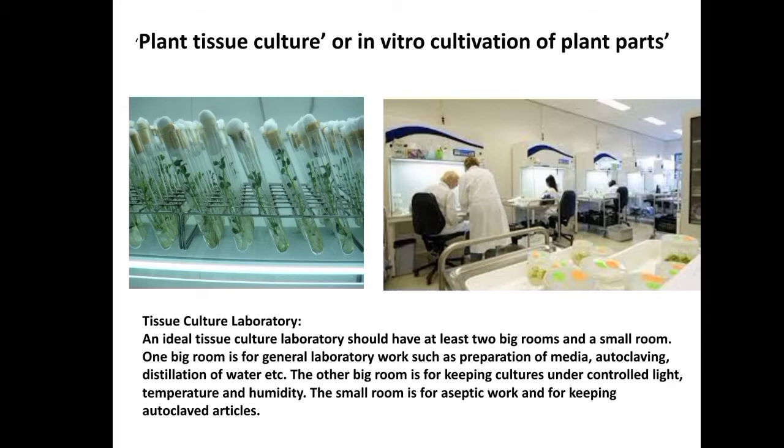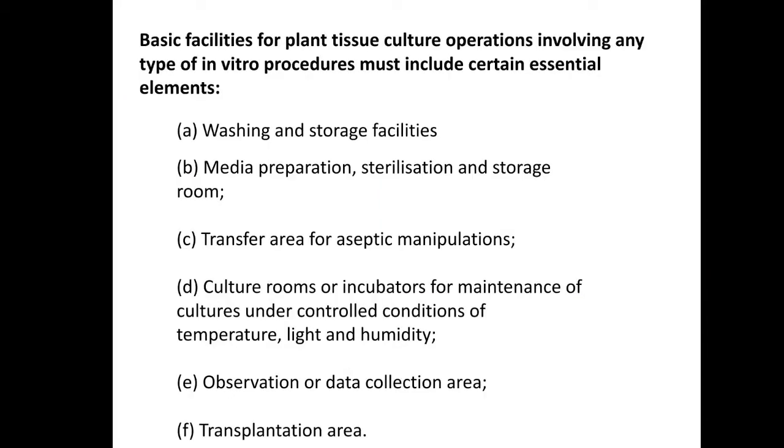Next, moving to the next slide, that is basic requirements for plant tissue culture. The basic requirements in the laboratories: we will need washing and storage facilities, media rooms, sterilization rooms and storage rooms, which must be separate in the laboratories. Also the transfer area for aseptic manipulation. Aseptic means an area which is free from contamination.